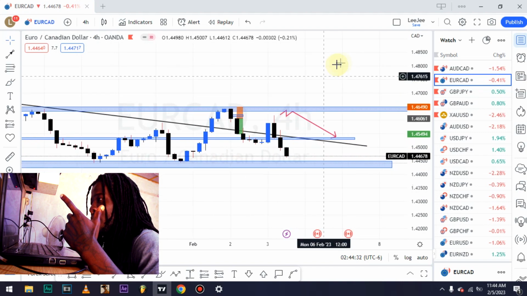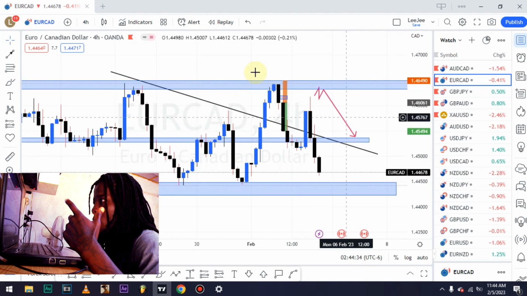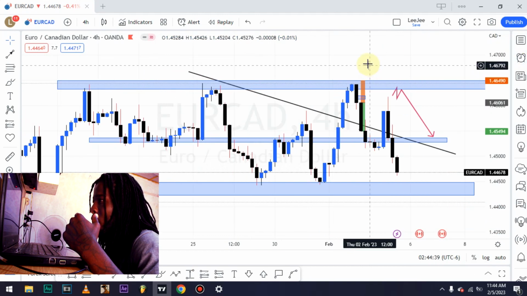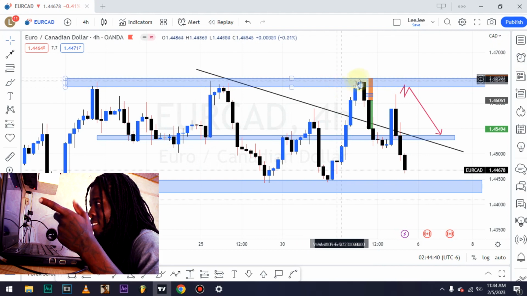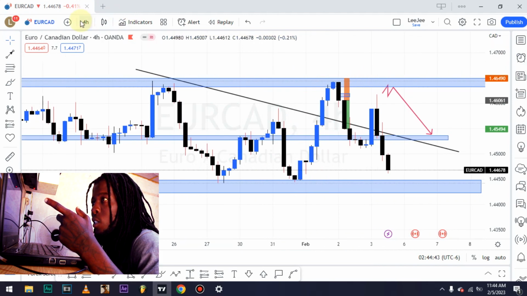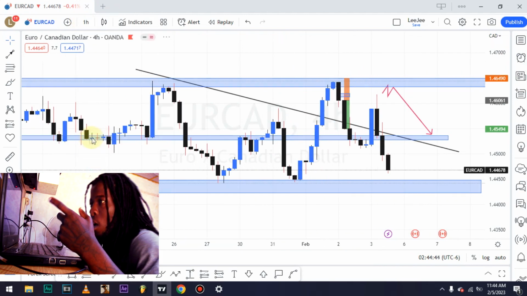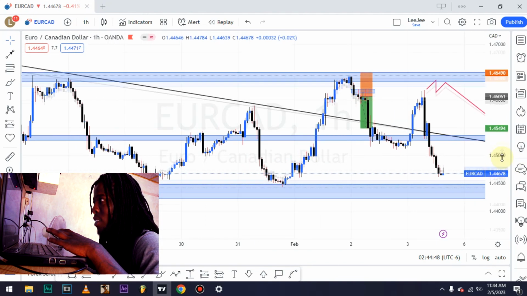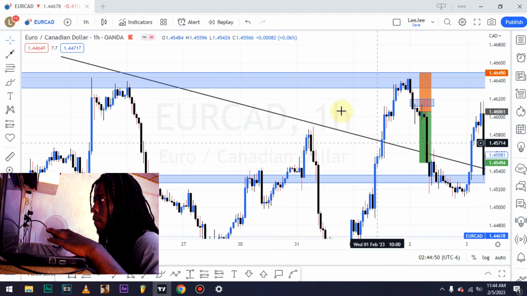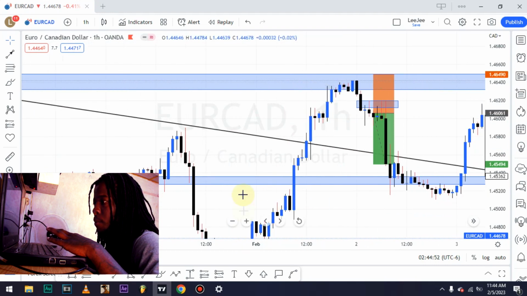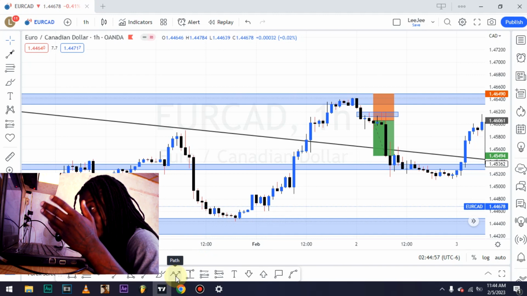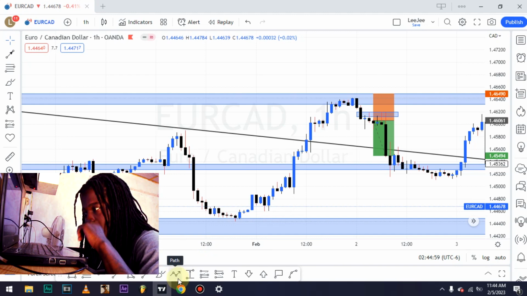So how did I take this entry? This is what I did. I just waited for price to touch this resistance zone, then show me that now it's time to go down. So now we head over to the lower time frame as we look for entries. Usually I look for clean structures before taking my entries, like I said before.